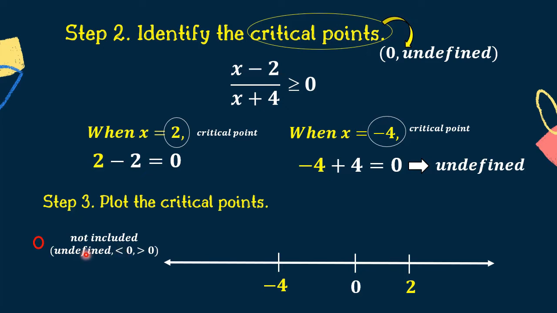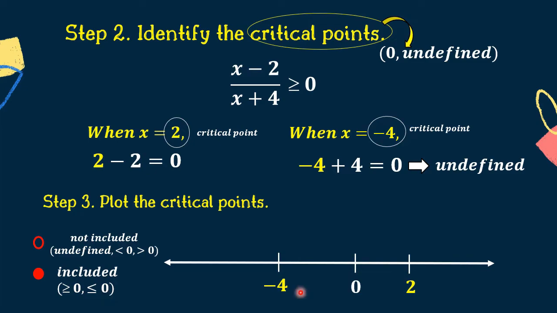So what are the points that are not included? Of course, the critical point that will make our rational expression undefined, or if we have the symbol here in our rational inequality, such as less than 0 or greater than 0. We will use the solid circle if the critical point is included, or if we have the symbol greater than or equal to 0 or less than or equal to. So again, the indicator here is when there is a bar under, or equal to.